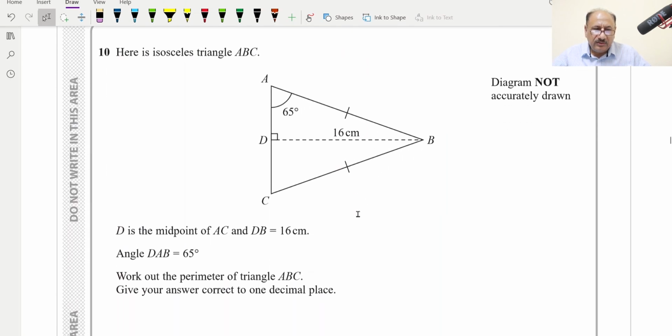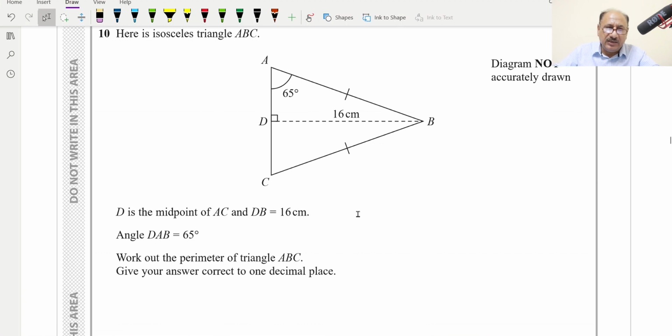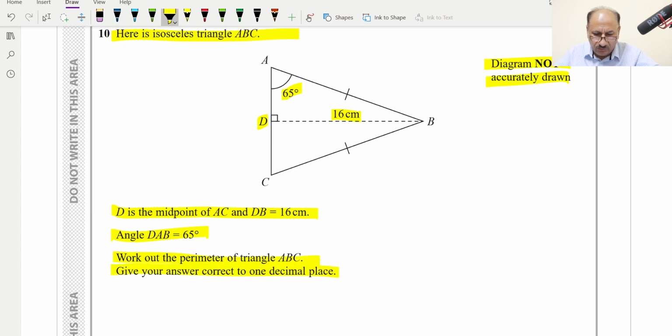Then question number 10. Here is isosceles triangle ABC. ABC is an isosceles triangle. The diagram is not accurately drawn. D is the midpoint of AC, and DB is equal to 16. Angle DAB is 65. Work out the perimeter of the triangle ABC. Give your answer correct to 1 decimal place.